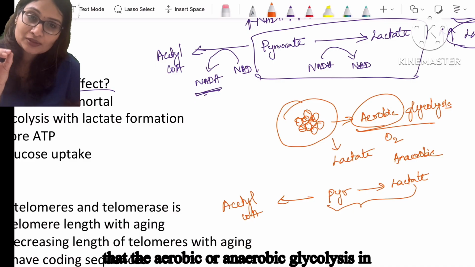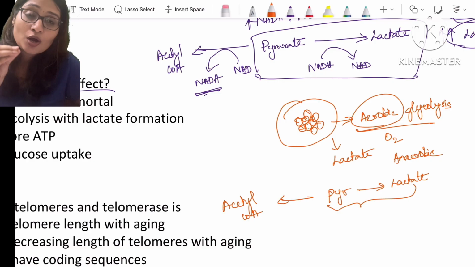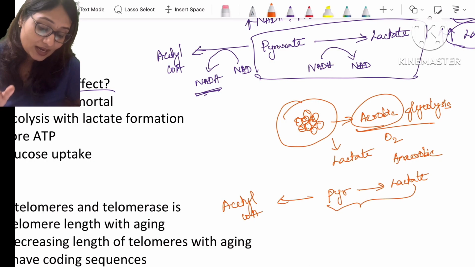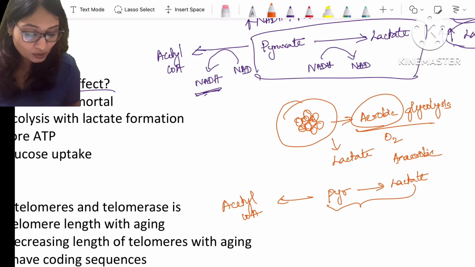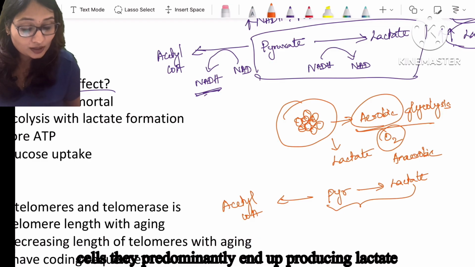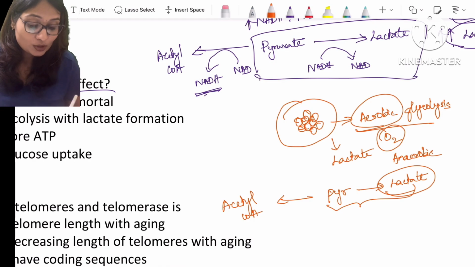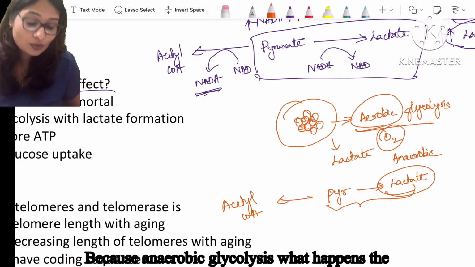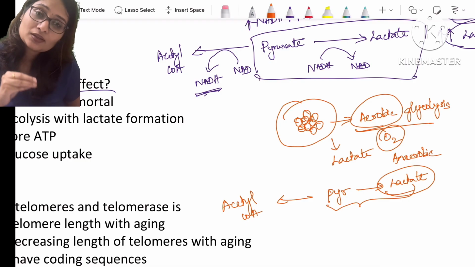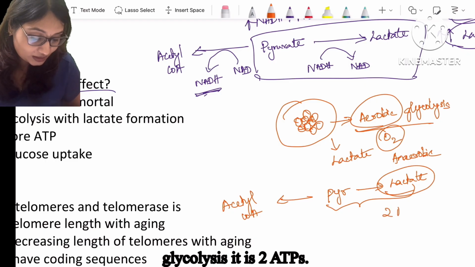To determine whether glycolysis is aerobic or anaerobic, we have to look at the oxygen levels. If oxygen is present, it is always aerobic regardless of the fate of pyruvate. Fine. So even in the presence of oxygen, tumor cells predominantly end up producing lactate more than acetyl-CoA. Why? What is the reason? Because with anaerobic glycolysis, the number of ATPs produced is less. What is the amount of ATPs produced by anaerobic glycolysis? It is 2 ATPs, right?